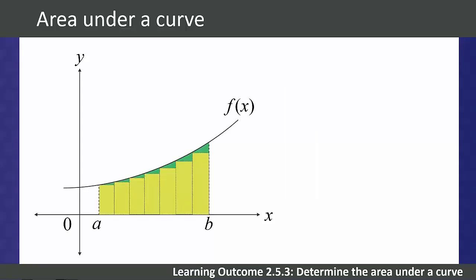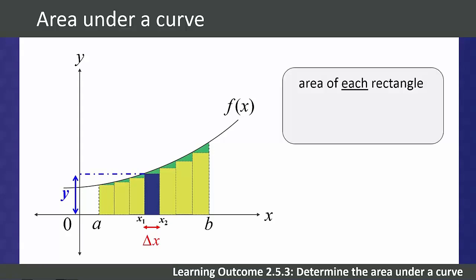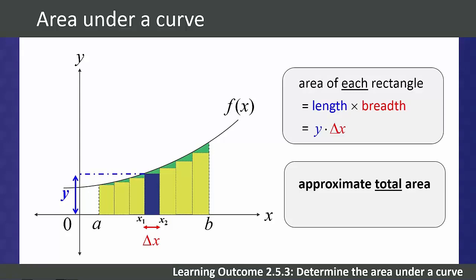Imagine that we try to approximate the green area by drawing some rectangles under the curve. The yellow rectangles all have the same breadth, which is equal to the same change in x value along the x-axis. This is delta x. The height of each rectangle measured at the top left-hand corner is equal to the value of the function at that point. This is y. So, the area of each rectangle is equal to the length times the breadth, that is y times delta x. We can approximate the total area by adding together the area of all of these rectangles.